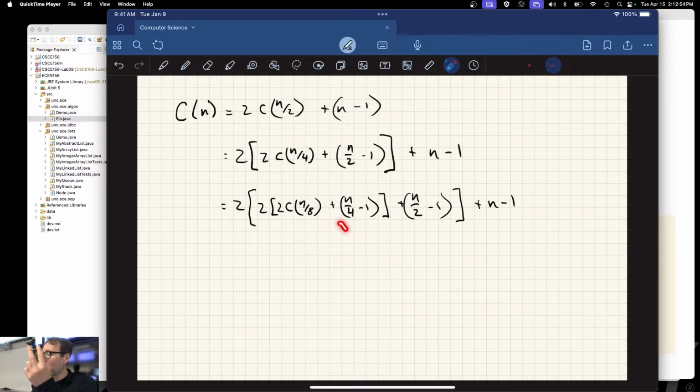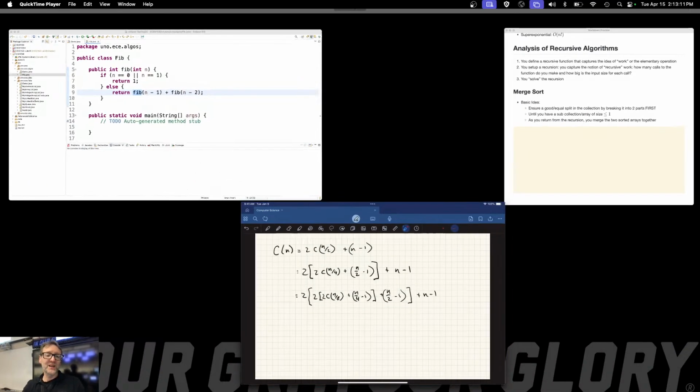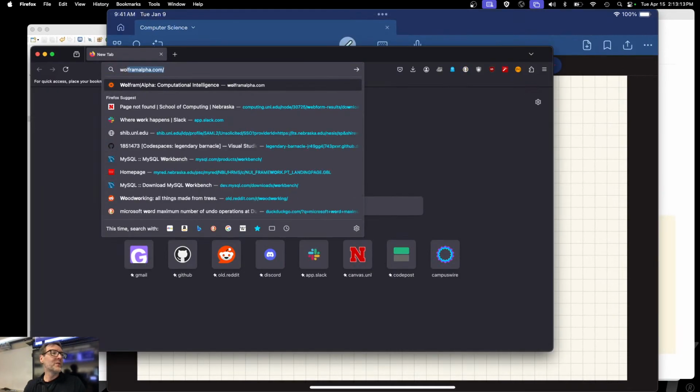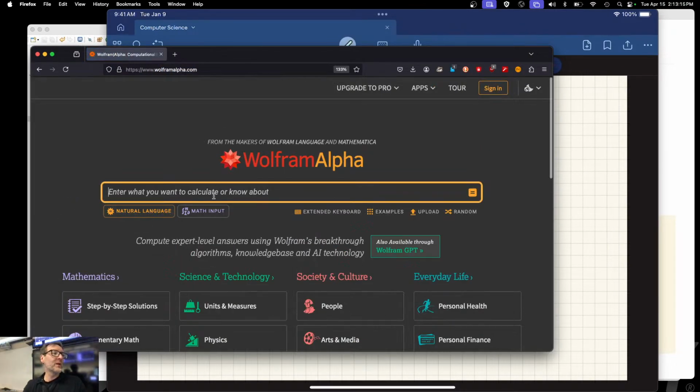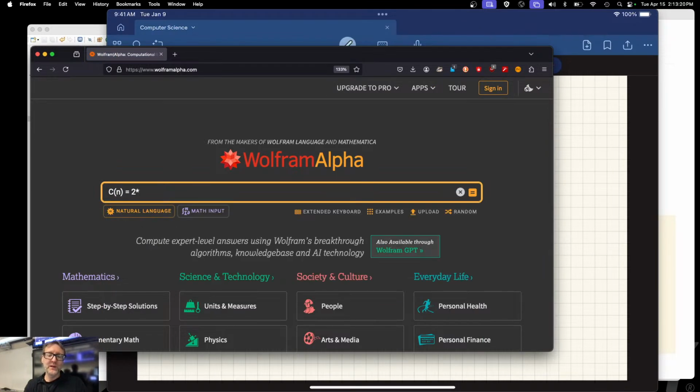And then you're going to have a whole summation over here of n plus n divided by 2 plus n divided by 4 plus n divided by 8 plus n divided by 16, dot, dot, dot. Do you actually really want to solve it? If you do, what I would suggest is you use a tool. I don't know why I got rid of it, but Wolfram Alpha. C sub n is equal to 2 times C sub n plus n minus 1.